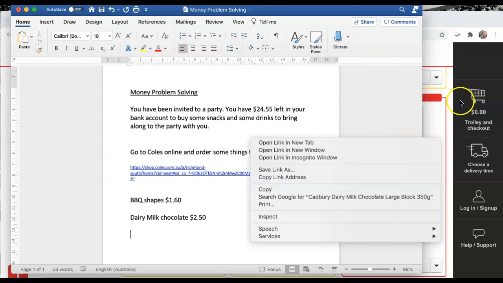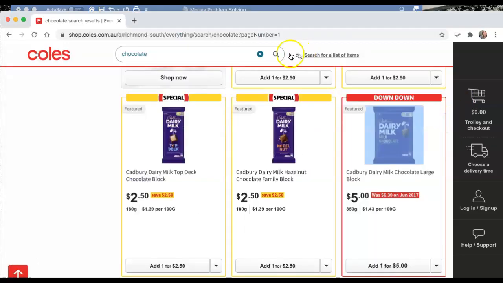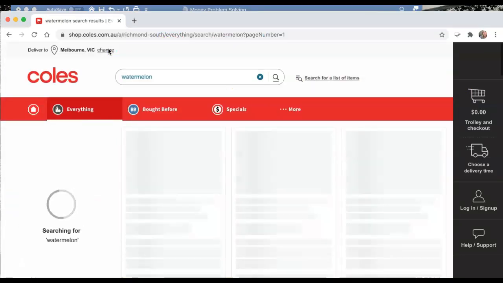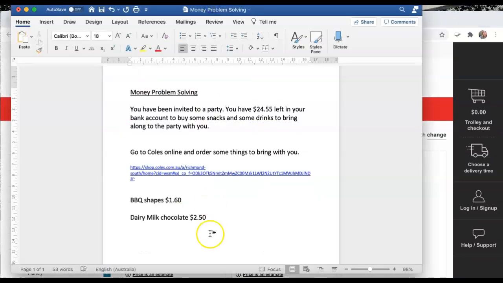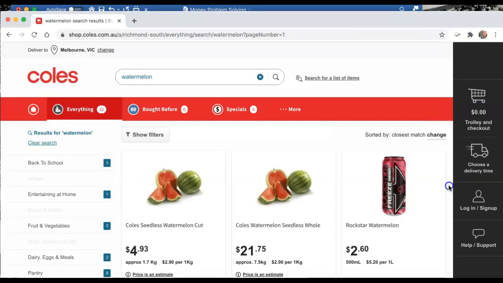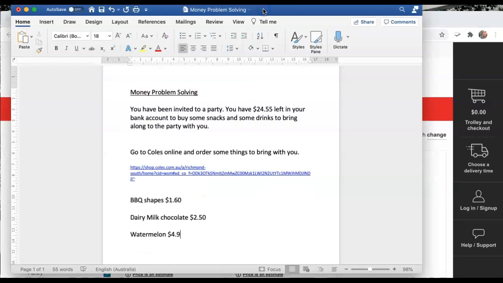I'm going to bring some watermelon. Watermelon's always very popular for a party, and watermelon is $4.93, and I'll get a kilo of watermelon. I might even say 1 kilo of watermelon.